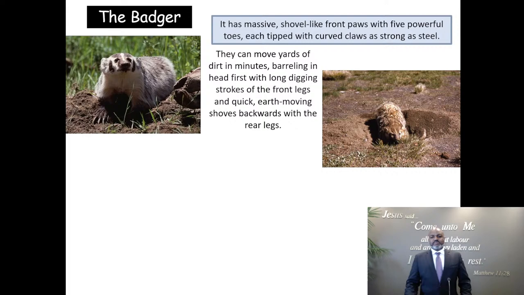They can move yards of dirt in minutes, barreling in headfirst with long digging strokes with their front claws and quick earth-moving shoves backwards. It's like they're running. The front claws go out and dig, and the back legs kick the dirt out. So it's like they're running.